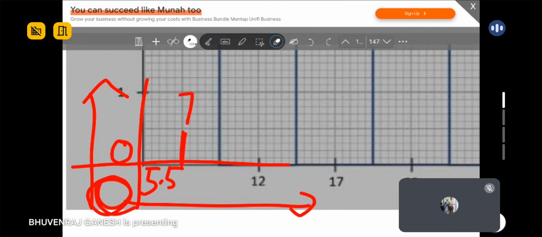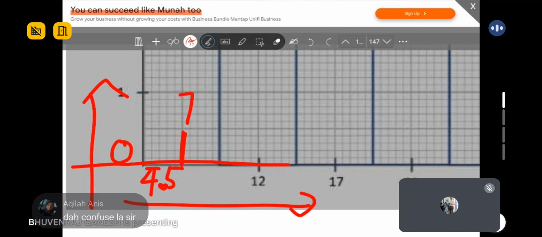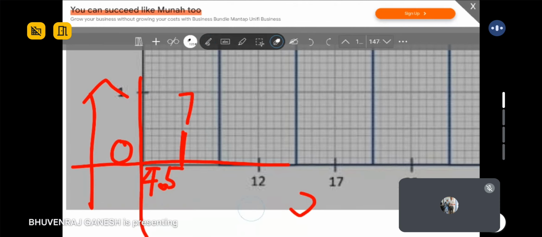So when you want to label like this, make sure you put the 0 on the y-axis. 4.5, yeah? Wait, let me check and see. 17 minus 12 over 10. 0.5 times 5, 7 minus... Oh yeah, correct. Sorry, guys, I minused wrongly. It's supposed to be 4.5. Thank you for correcting me. Now it's correct. Jelas? Are you all clear? So this is how you can draw your histogram.